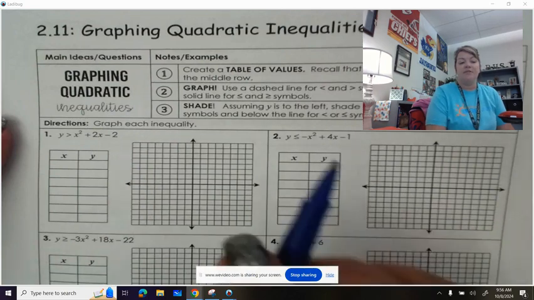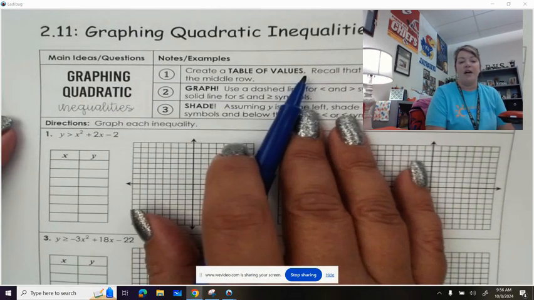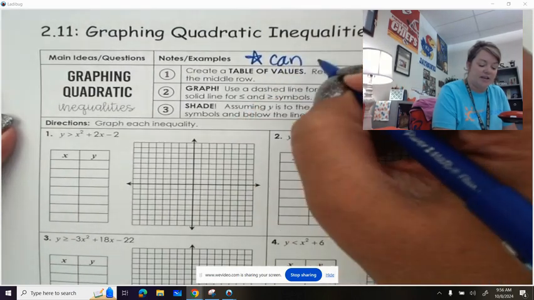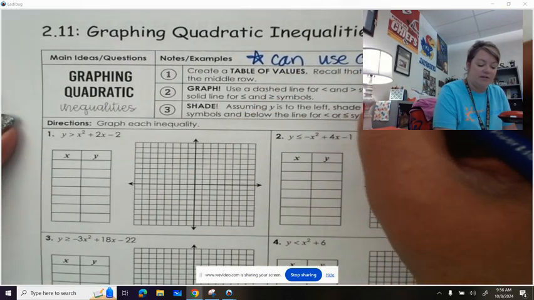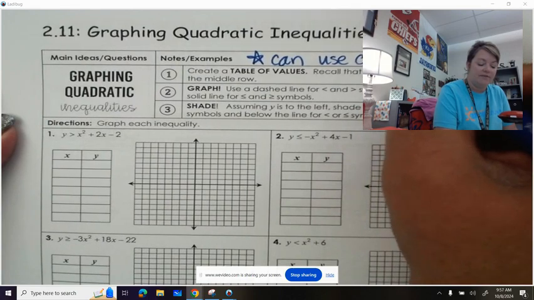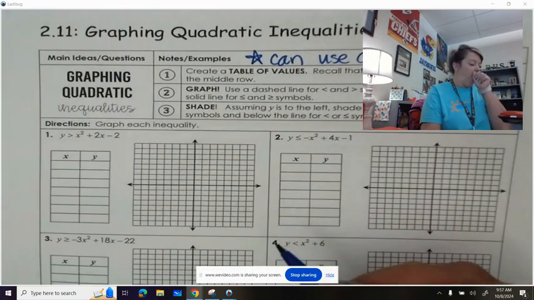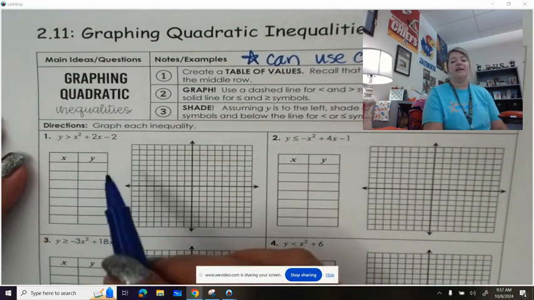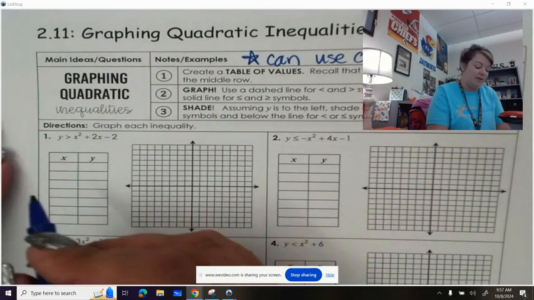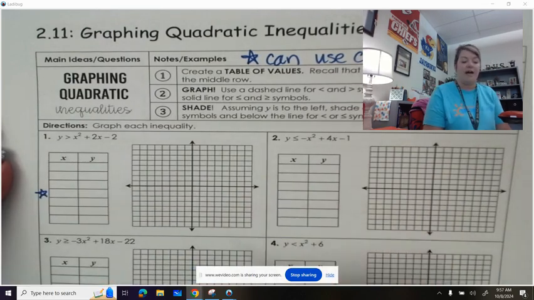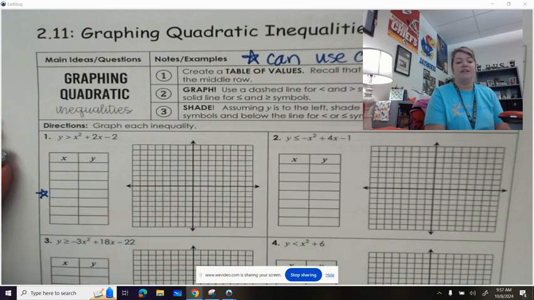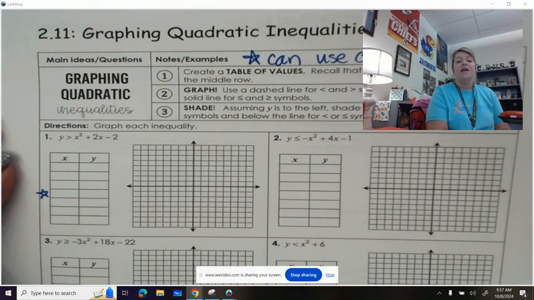So there are some steps up here at the top that you can go through. Create a table of values. I'm going to let you use a calculator for this lesson. So we're just going to type this into y equals and get a table of values. Recall that the vertex should be in the middle. Every time we graph a quadratic, we put our vertex in the middle because the points on each side are symmetrical. Then we're going to graph it.